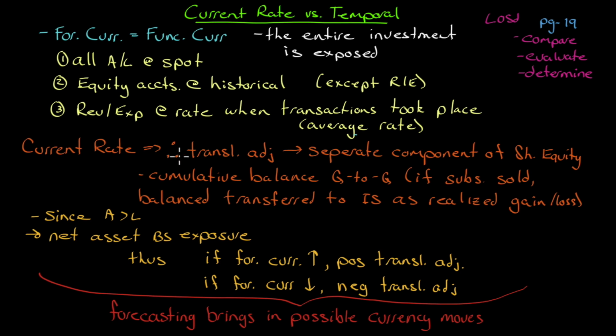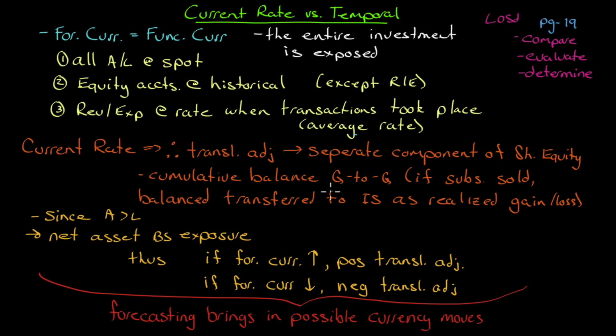So with the current rate, we end up with a translation adjustment, which is a separate component of shareholder equity. When we're using the current rate to translate statements, whatever translation adjustment we need to make the balance sheet balance after we translate everything, that translation adjustment stays on the balance sheet. That's an unrecognized translation gain or loss. It doesn't go to the income statement. That is consistent with everything we know about unrealized gains.